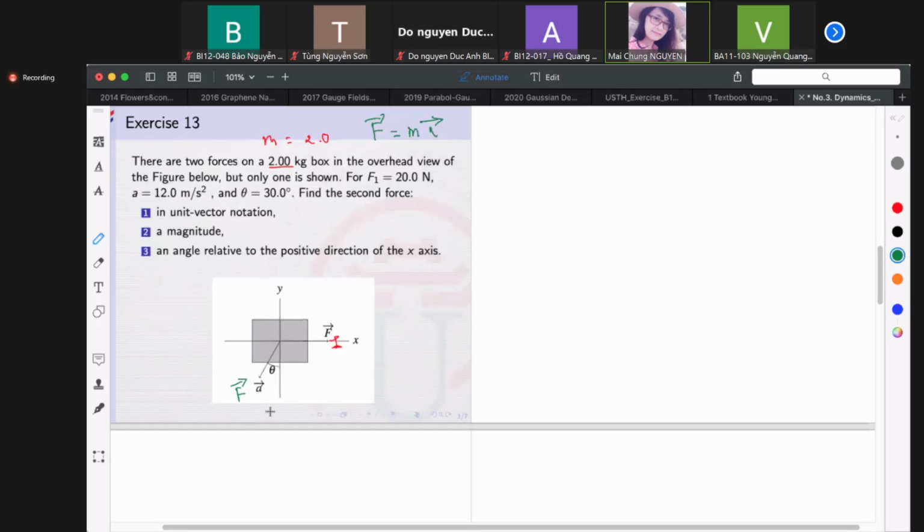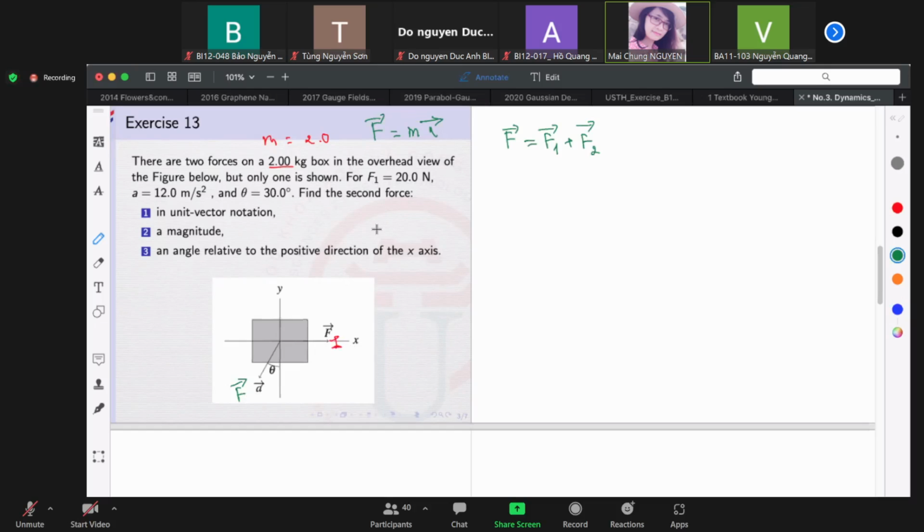Hey guys, do you agree? Is that true? Yes. Okay, so at least we know that F is equal to F1 plus F2. In this case, F1 and F are known. Now we need to find F2, the second force, right? So what did you do next, Vinh?